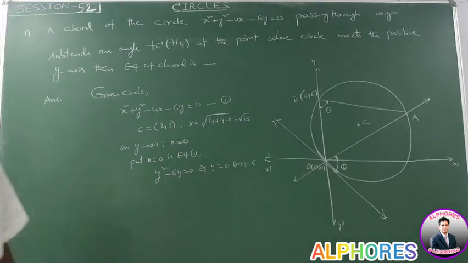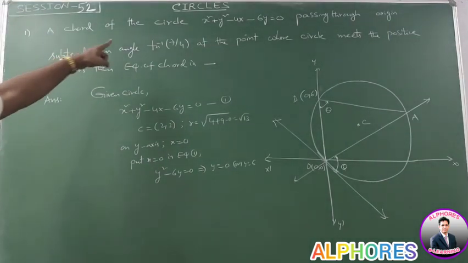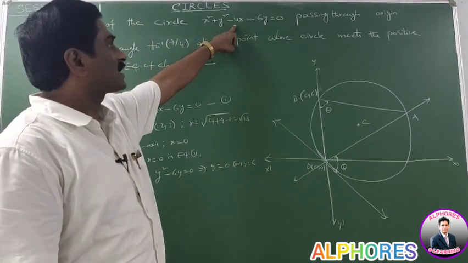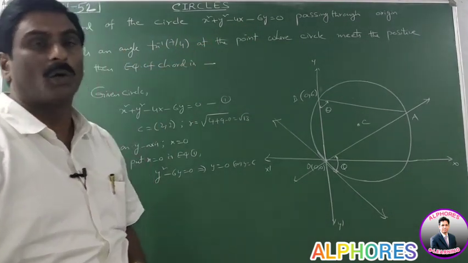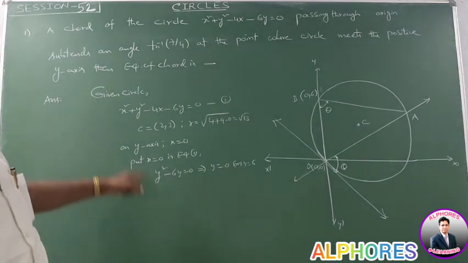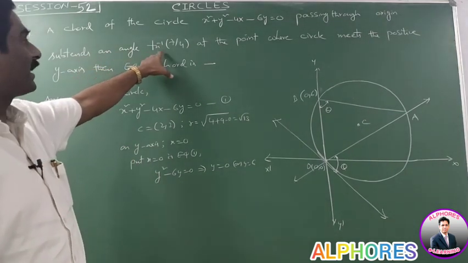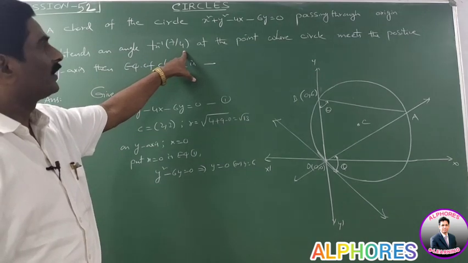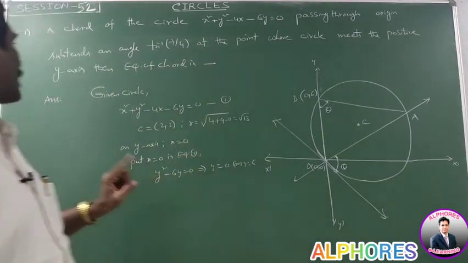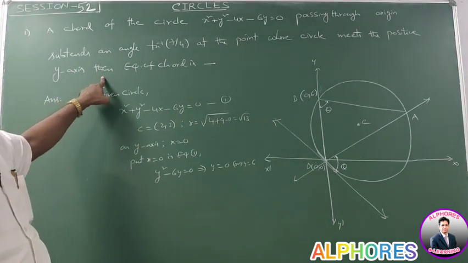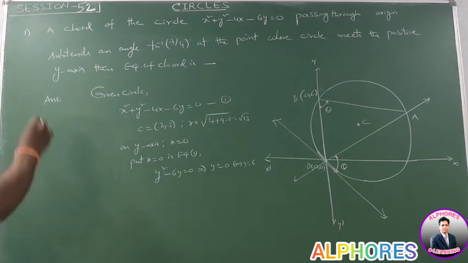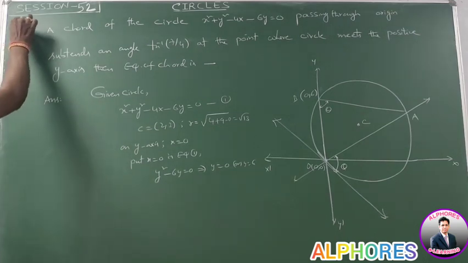First one, a chord of a circle x² + y² - 4x - 6y = 0 passes through origin, subtends an angle tan⁻¹(7/4) at the point where the circle meets the positive y-axis, then the equation of the chord is dash. Very important.